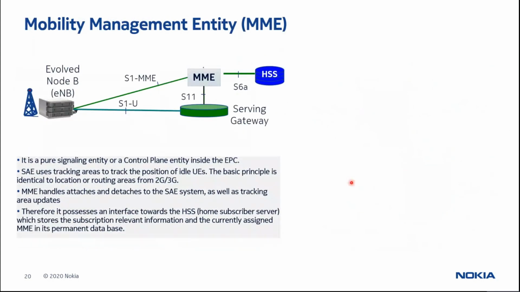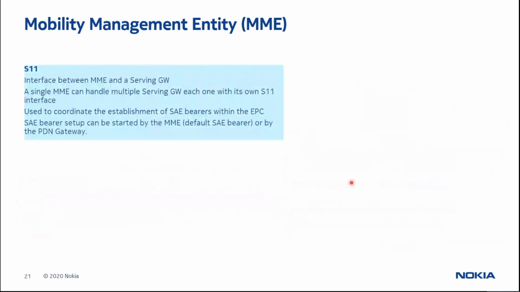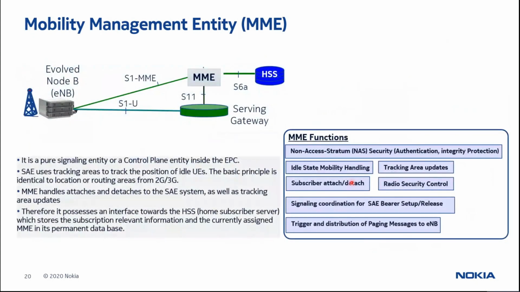Moving on with the MME, as I said, MME is a pure signaling entity, or a control plane entity inside the core network. The core network is called EPC. EPC again, as I said, represents evolved packet core network. The serving gateway uses tracking areas, which I already said earlier, and MME handles attaches and detaches to the system. Therefore, it possesses an interface towards the home subscriber server.